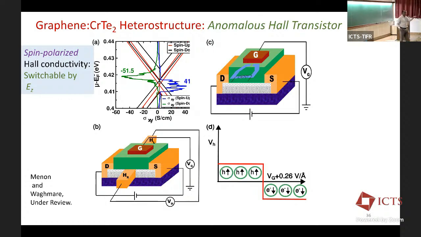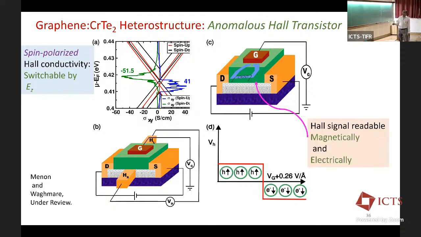Ez can change the chemical potential along this energy axis. As a result, using a gate voltage offset by 0.26 volt per angstrom, you can have holes with upspin and electrons with downspin, which give rise to two distinct Hall signals. Using that, you can measure this Hall signal magnetically by having a magnetic head, or you can measure it electrically by having Hall electrodes on this heterostructure.